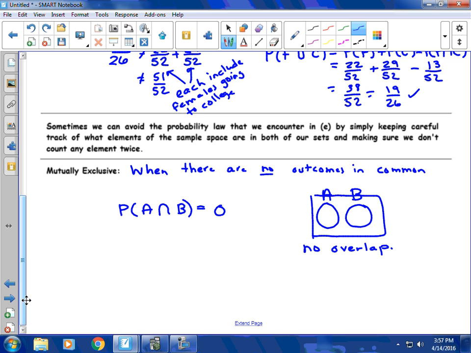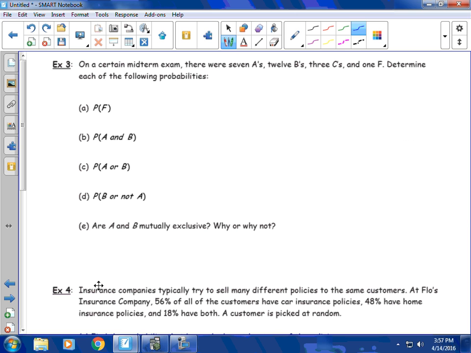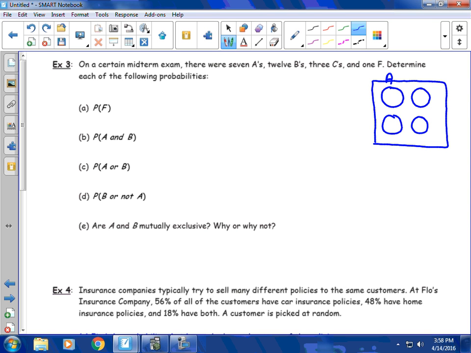All right, so this next question deals with mutually exclusive. On a certain midterm exam, there were 7 A's, 12 B's, 3 C's, and 1 F. Determine each of the probabilities. If I were to make a Venn diagram of this situation, we'd have 4 circles. But none of them are overlapping, because you either have an A, or a B, or a C, or an F. There's 7 of these, 12 of these, 3 of these, 1 of those. The probability that you got the F, unfortunately, is 1 out of, how many total people are there? 19, 20, 23. So 1 sad person out of 23.